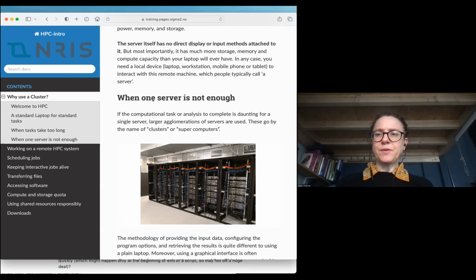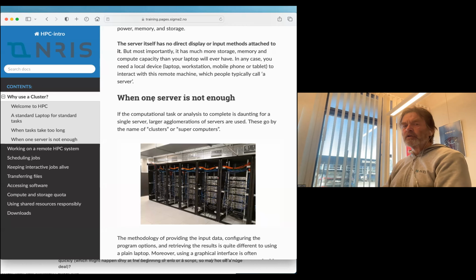Yeah, so on your laptop, you might have maybe 4 cores or something like that. And then if you run a parallel program on one of these HPC clusters, you could in principle set it up so that it uses like 100 or 200 cores, depending on what you need. So really a lot of power there.